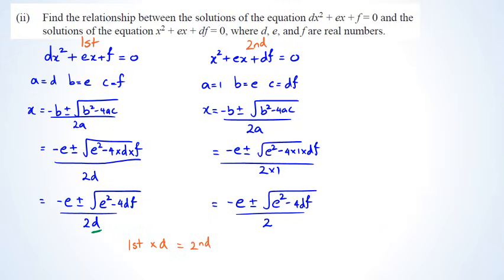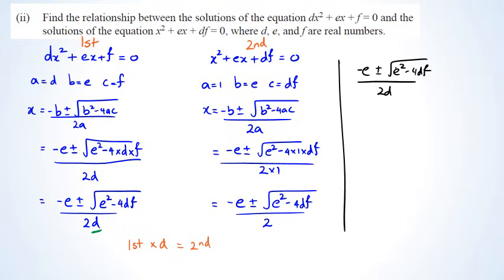You could say that, look, the only difference is d. If I take the first equation's solutions, negative e plus or minus the square root of e squared minus 4df, divided by 2d, this is the solutions for the first quadratic. And if I multiply it by d, I see that the 2d's cancel out, and what I'm left with is the solutions for the second quadratic.